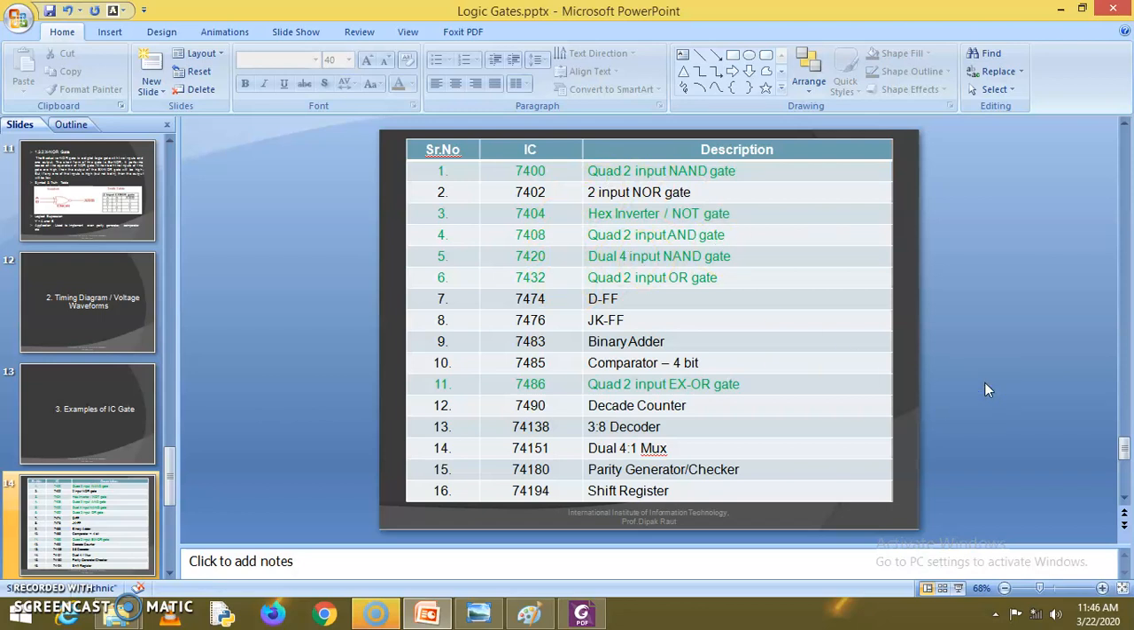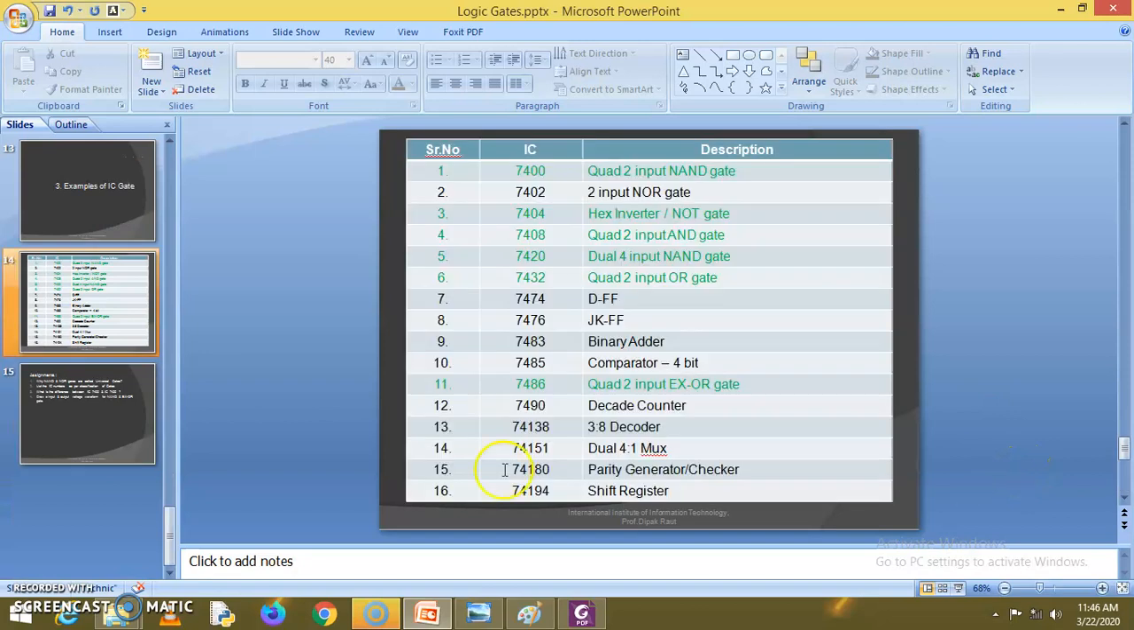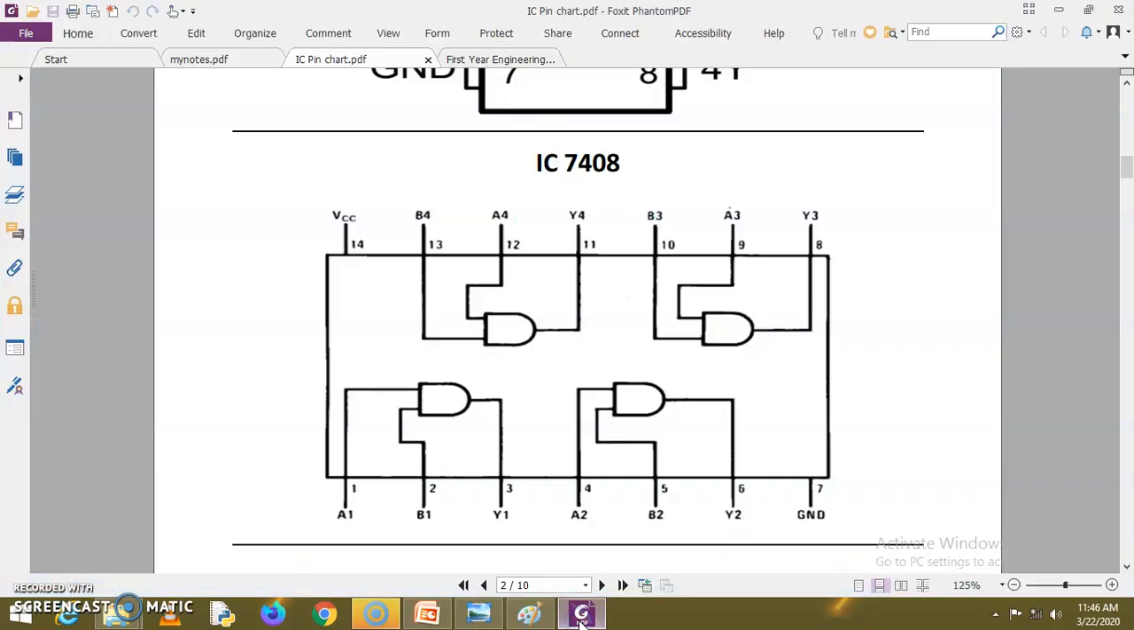Now let's take one example to understand what is inside these ICs, or how the gates can be used as far as your practicals are concerned. So let's see. We'll take the AND gate here now. So quad 2 input AND gate. Quad means there are 4 AND gates available in this IC 7408, which is having 2 inputs. So let's see the pin chart of this IC. So this is the 7408, the AND gate IC.